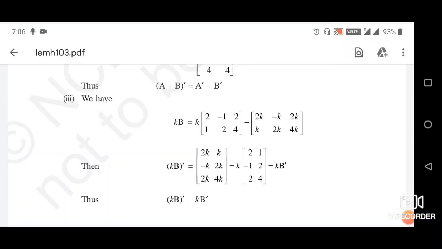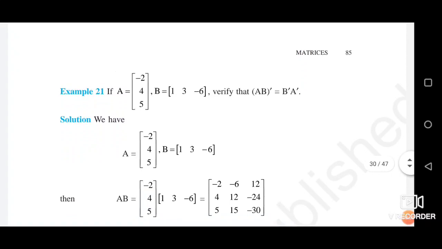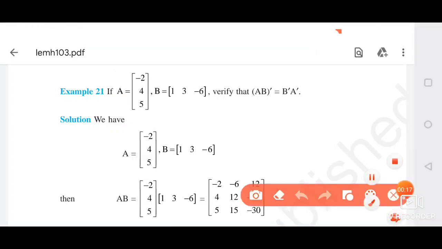Now we move to example 21. In example 21 it is given that matrix A is a column matrix and matrix B is a row matrix. Verify that (AB) whole transpose is equal to B transpose into A transpose. For that we have to first multiply A and B. AB we have to find.